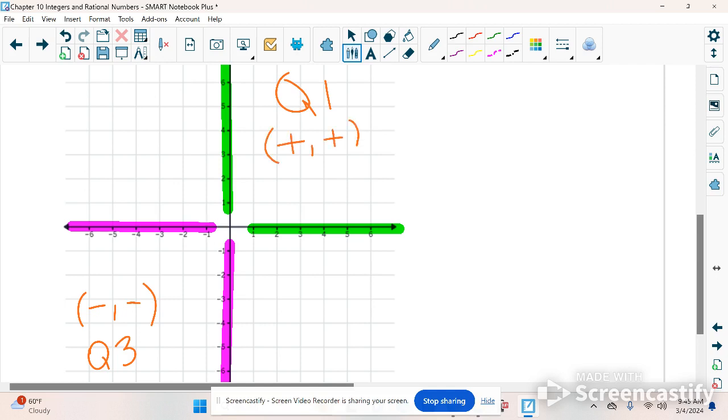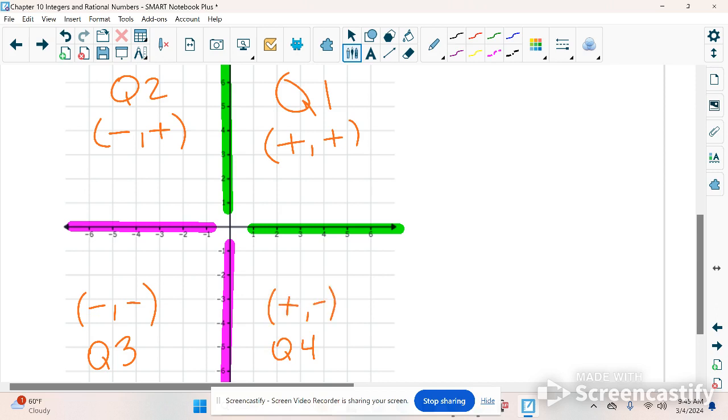Positive, positive. And then the one right next to it is what? Quadrant 2. And what's its signs? Negative, positive. And then diagonal from that, Quadrant 4. It's positive, negative.